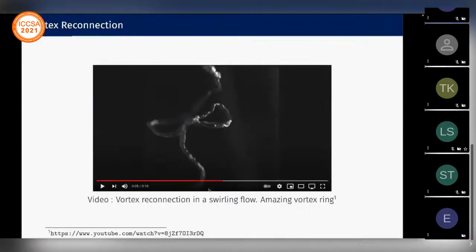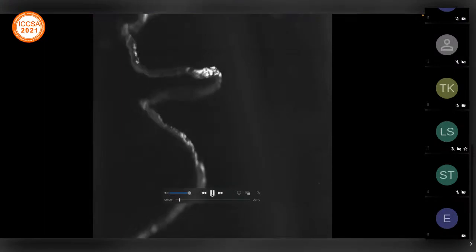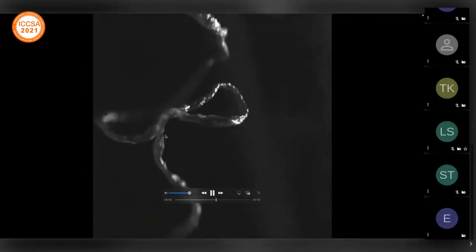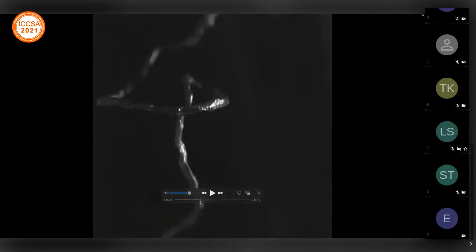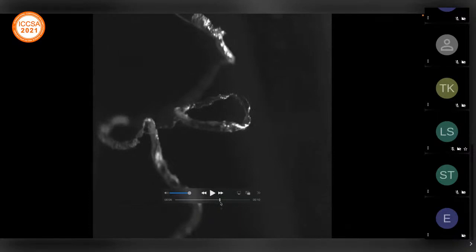First is the introduction. What is a vortex reconnection? I will show a video about this kind of phenomenon. Here is a swirling flow, and you can see that parts of this flow touch each other, then separate into two parts. This phenomenon we call the vortex reconnection. You can see the flow here separate into two rings.